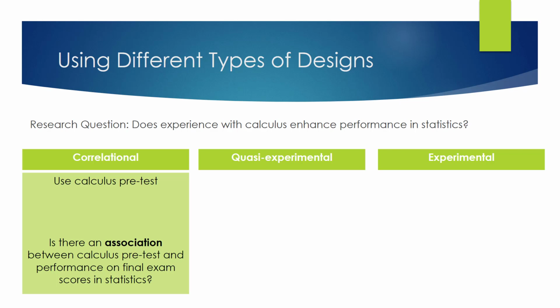If there's an association between those two things, it would be indicative that calculus, one would hope, would be predictive of better performance in statistics. Although, honestly, the math in statistics is not too hard, so probably not the case, but that is what we would be looking to see. Is there an association between these two variables? The student's knowledge of calculus coming into the class is a pre-existing variable and it's a continuous variable.